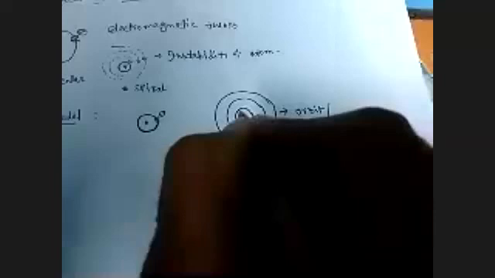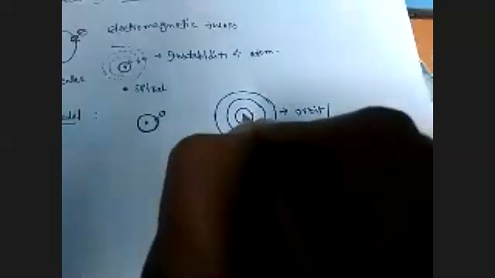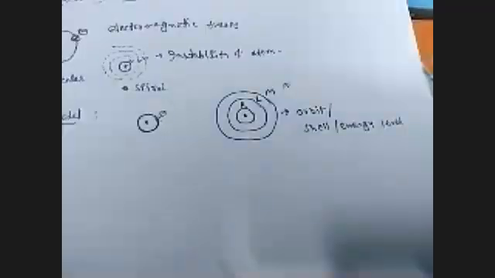He also named these orbits and energy levels. The first orbit, which is closer to the nucleus, he named the K shell, then the L shell, then the M shell, then the N shell, like this.